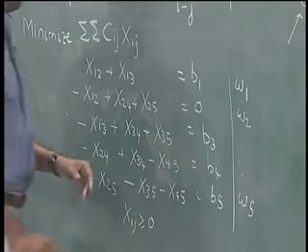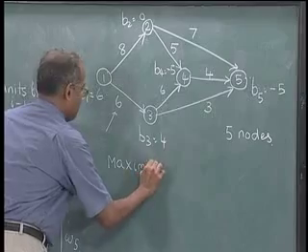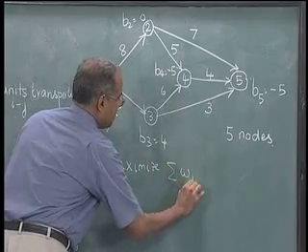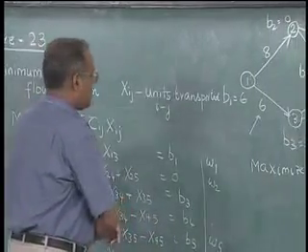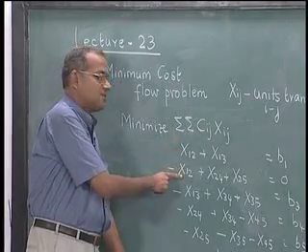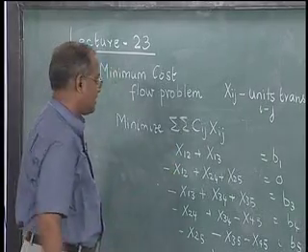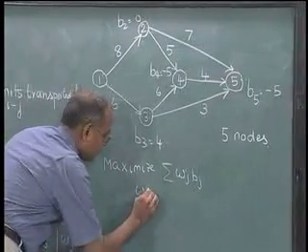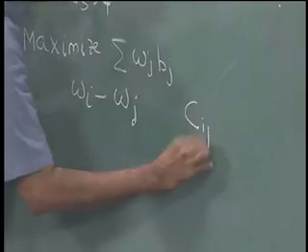So, the dual objective function will be to maximize sigma Wj Bj. So, W1 B1 plus W2 B2 plus W3 B3 and so on, subject to the most important condition that every Xij appears in the ith constraint as well as in the jth constraint, with a plus 1 coefficient in the ith constraint and a minus 1 in the jth constraint. So, we will have Wi minus Wj. The objective function value here is Cij. So, the right hand side value here is Cij.